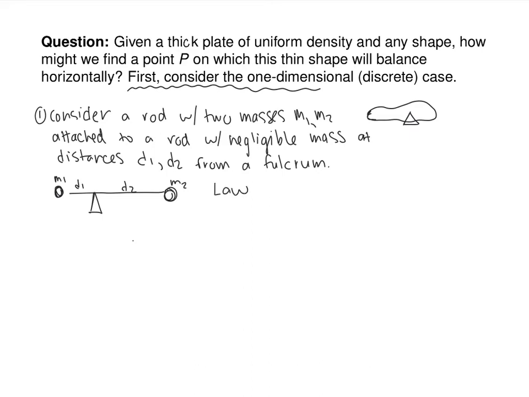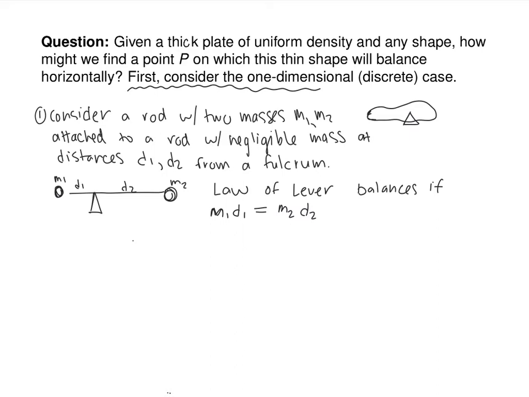Now from physics, the law of the lever says that this will balance if M1 times D1 equals M2 times D2. And this should make sense, because if mass 1 is greater and you were on a seesaw, you'd have to sit closer to the center to balance out with the other lighter person.